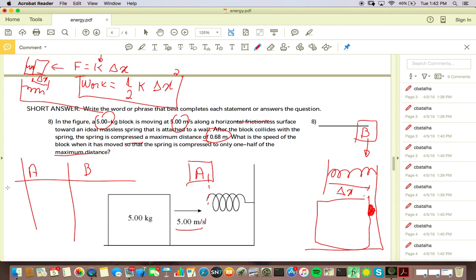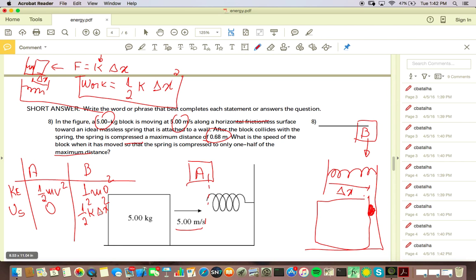So let's start with kinetic energy. In position A, does the block have kinetic energy? Yes. What is the value? Half m v squared. And at point B, does it have any kinetic energy? When the block hits position B, the block is not moving because it stops, so kinetic energy is 0. Now, how about spring potential energy? Does the spring have any compressed or stretched potential energy at A? No, it is relaxed. But at B, it does have half k del x squared.